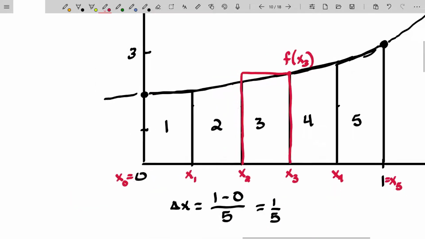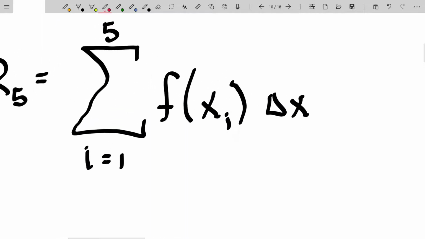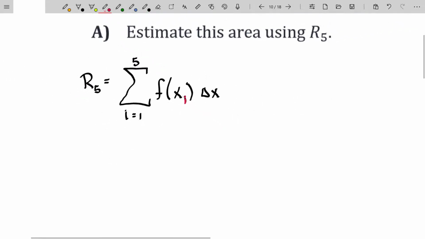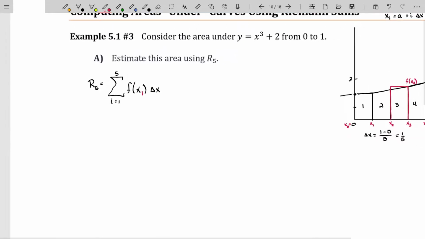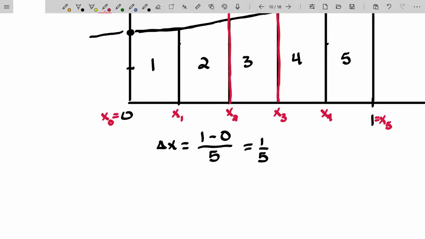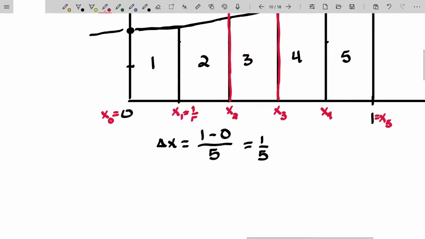So that's why when I want the area of the ith slice, it is x sub i. That is the formula for the right endpoints. It's just a simple formula, f of x sub i times delta x, and then you're adding up all those edges, or all those areas. In this case, it's pretty easy to compute because our step size is 1/5. And so we start at 0. The next edge is going to be 1/5, and then 2/5, and so on and so forth.